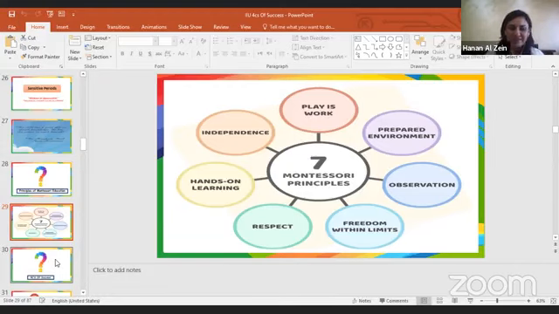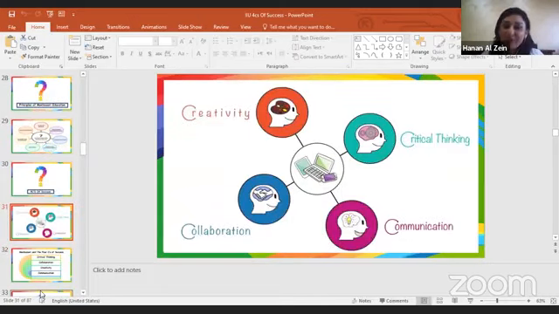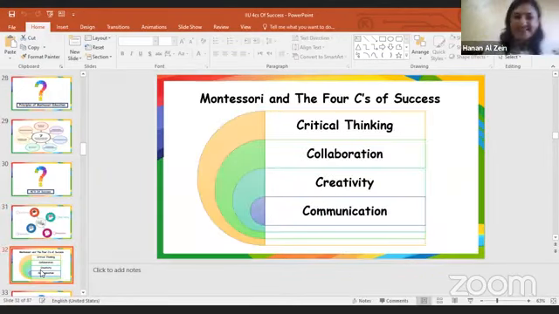All of these principles are highlighted in what we call the 4 C's of success. Now, to go over again, how are these 4 C's of success implemented? Let's go over the first one quickly: critical thinking. What do we mean by critical thinking?